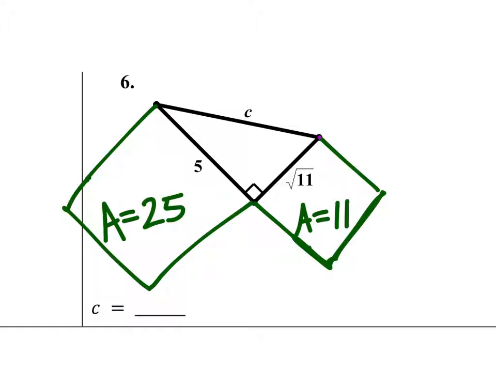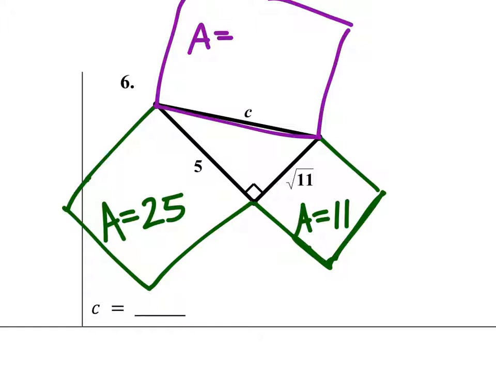So the hypotenuse, if we make this a square, I can do it. I'm close. The area of this would be the 25 plus the 11, which is 36. So the hypotenuse itself is the square root of 36, which is 6.